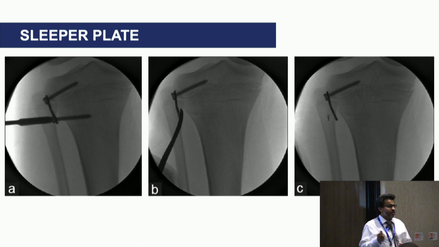Once you feel there are some signs of recurrence, you can go back to surgery and pass the screw again. And you do it one more cycle. That's the idea of the sleeper plate. It's one way of tackling the rebound phenomenon.